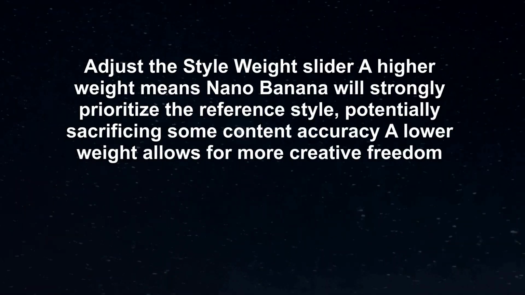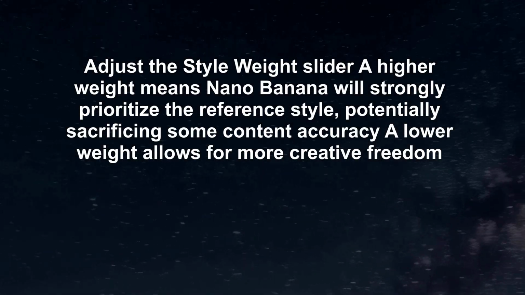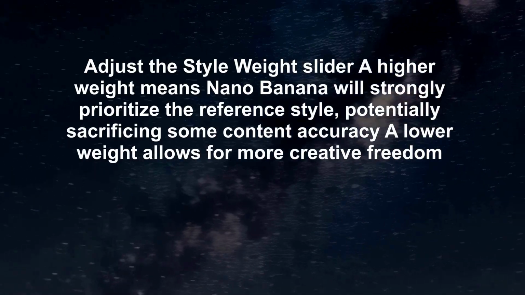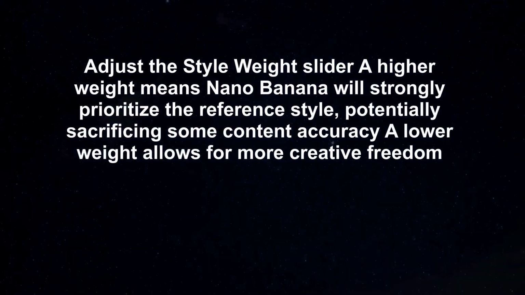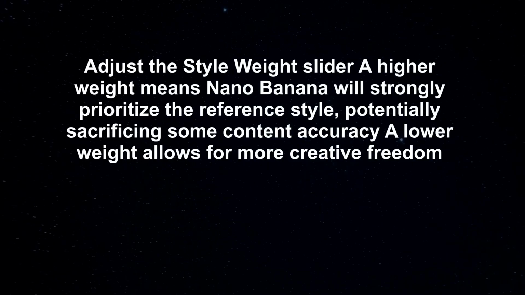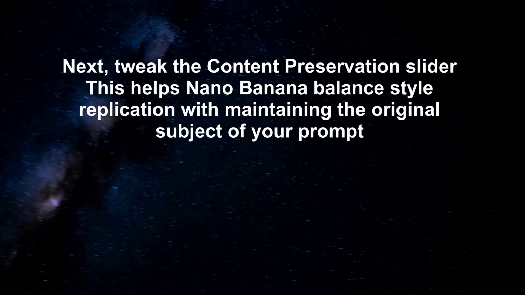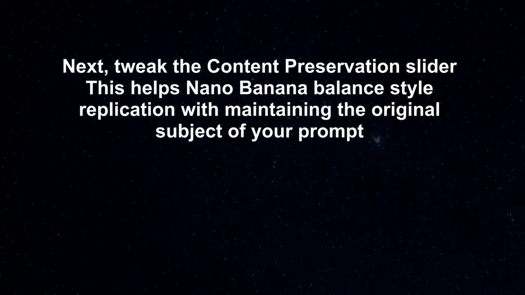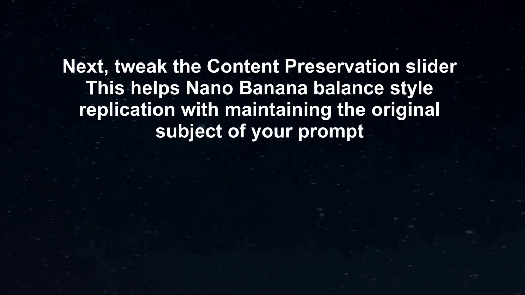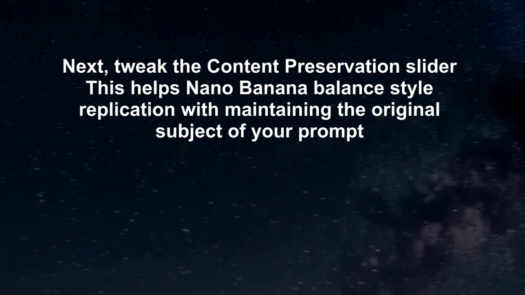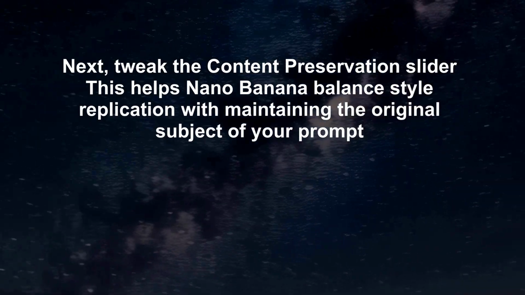Adjust the style weight slider. A higher weight means Nano Banana will strongly prioritize the reference style, potentially sacrificing some content accuracy. A lower weight allows for more creative freedom. Next, tweak the content preservation slider. This helps Nano Banana balance style replication with maintaining the original subject of your prompt.